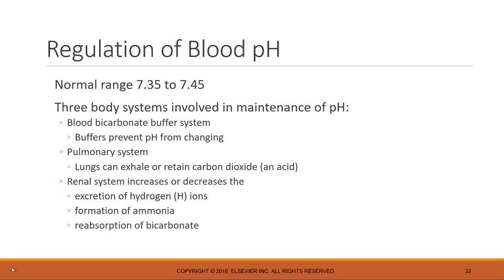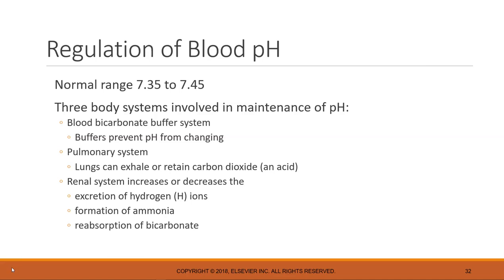Regulation of blood pH is crucially important. The normal range of pH is 7.35 to 7.45 in the human body. Very narrow range. If it gets too high or too low, this can cause significant damage to certain organ systems.